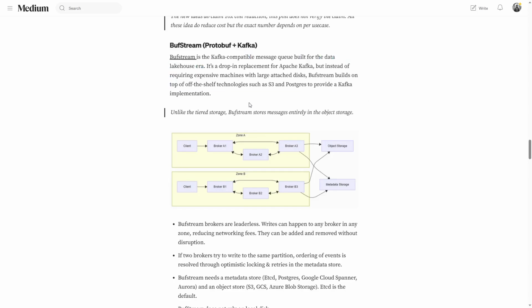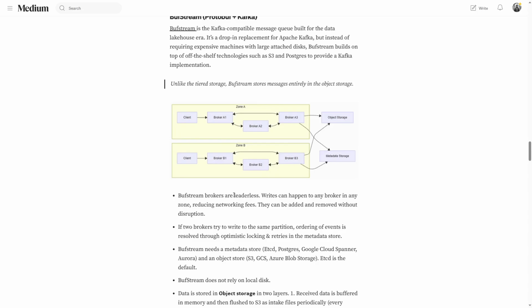Again, it does not use any local disk attached to it. So their brokers are totally stateless. Brokers are leaderless as well as stateless. They don't maintain any state. They also have a concept of metadata storage that they use separately. I think it is etcd, or it can be Spanner as well, and they use object storage.